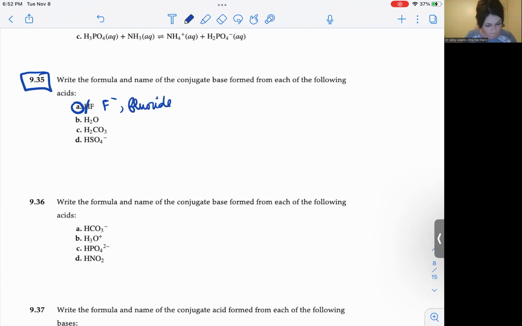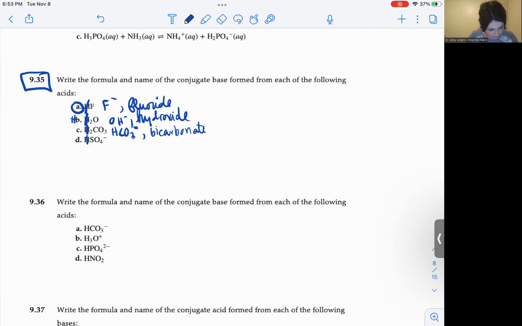Okay. And in this case, what are we going to have? We're only going to have one hydrogen, and that's going to become hydroxide. Okay. And what's going to happen in this case? We're just going to have HCO3, and we're going to have a negative charge because we lost one of our hydrogens there. You can look at your polyatomic list. This is bicarbonate.